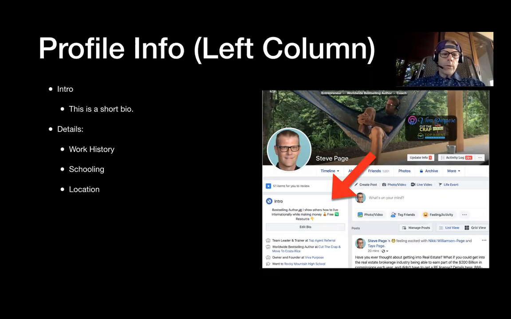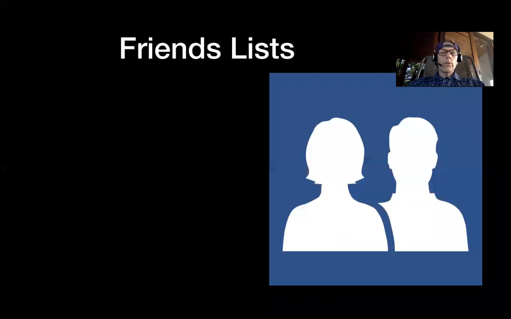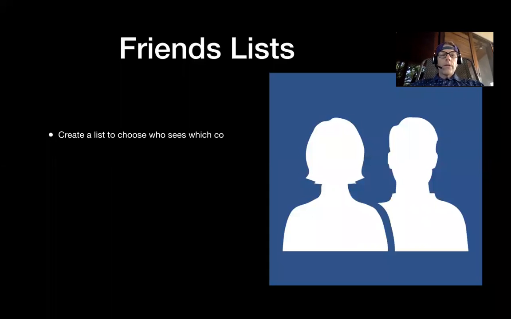So you're going to update your work history, your schooling, your location, your social profiles, links. Now we're going to go to our friends list, okay? So you can create lists to choose who sees what content. And so this is very powerful.